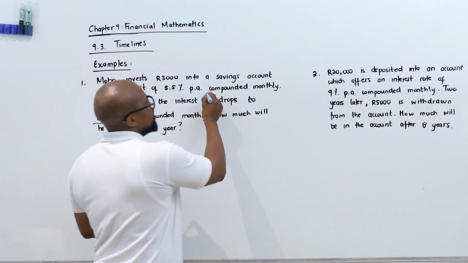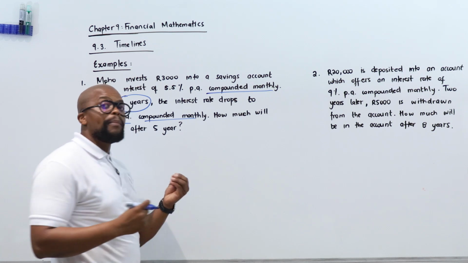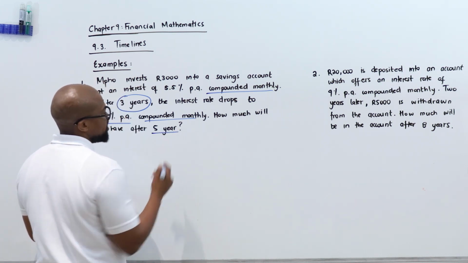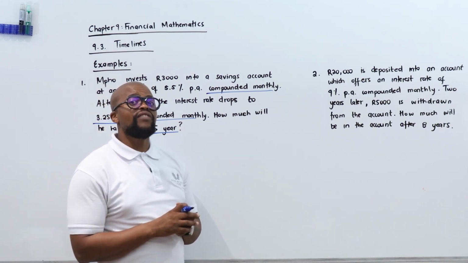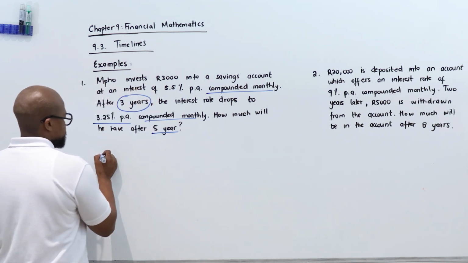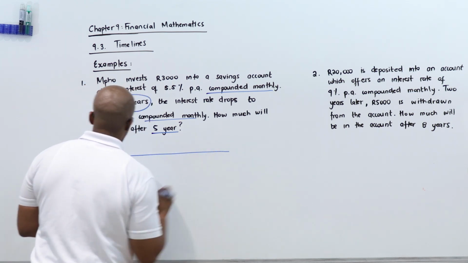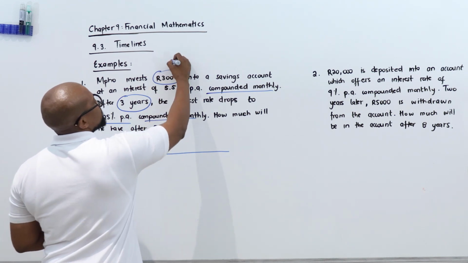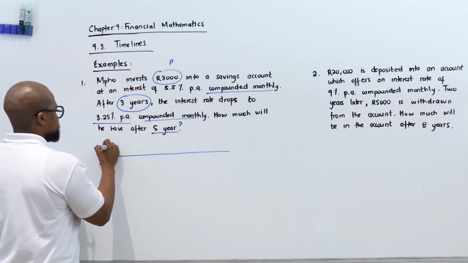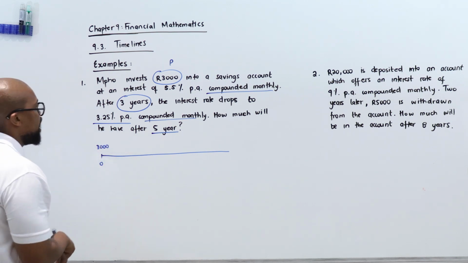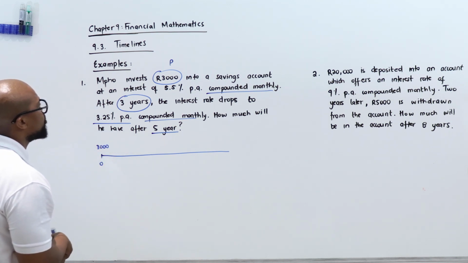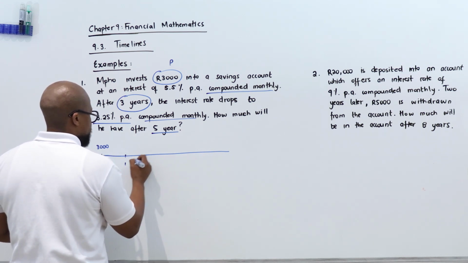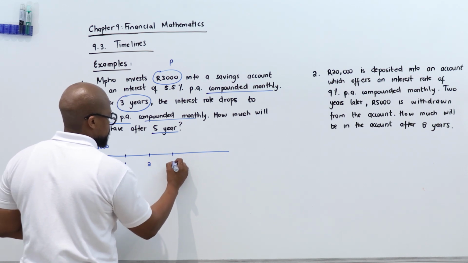You always need to make sure that you follow with how your interest is compounded so that you can know what value of m to use. So how much will she have after 5 years? So it's clear that this investment horizon is going to be for 5 years, right? So let me just draw my timeline. We are saying that at time 0, this person invests 3,000, that's P, right? So 3,000 has been invested, right? And then after 3 years, there is a change. So let's go 1, 2, 3.